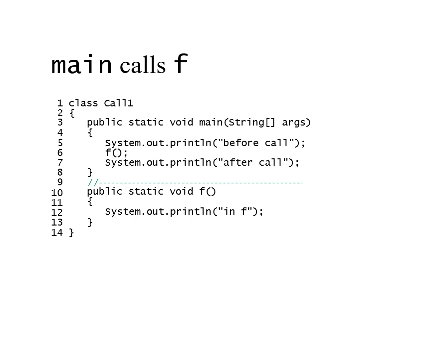All right, so from line 6, you go to line 10, 11, 12, 13. When you're finished with the F method, you pick up where you left off. We left off at 6, so you go back to line 7 and finish the main method. All right, so the output that this program is going to generate is before call, in F, after call.